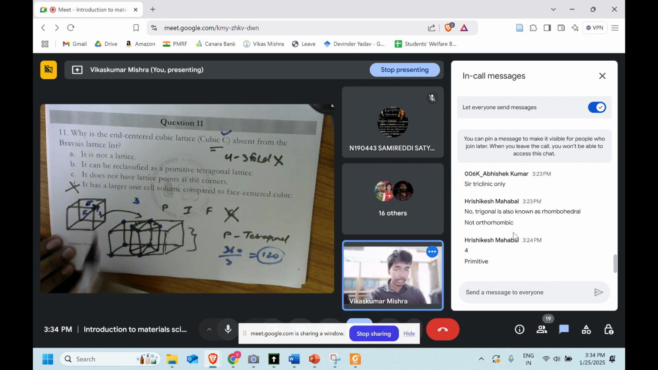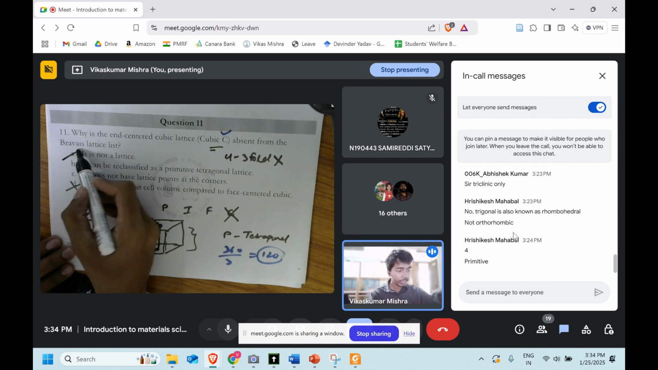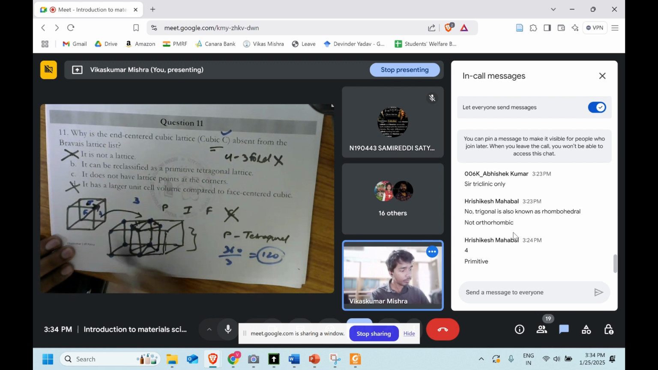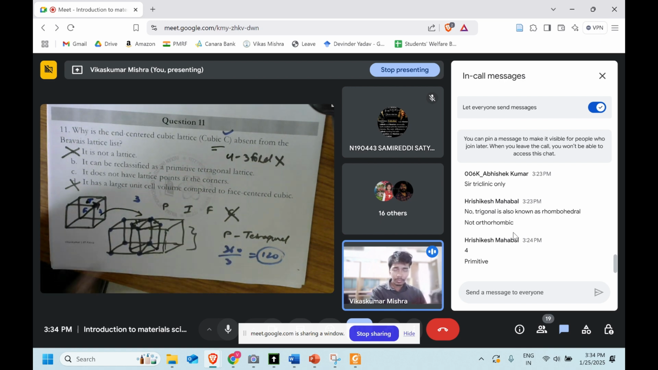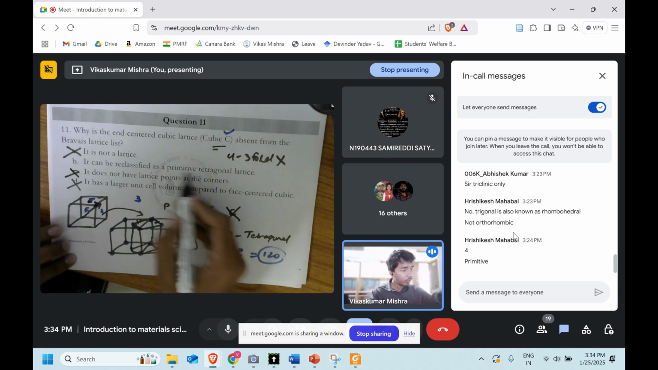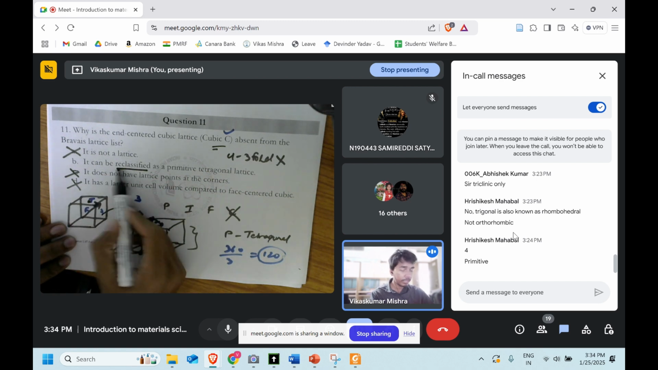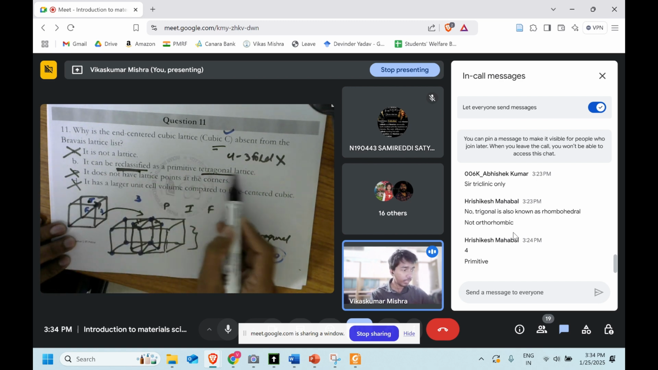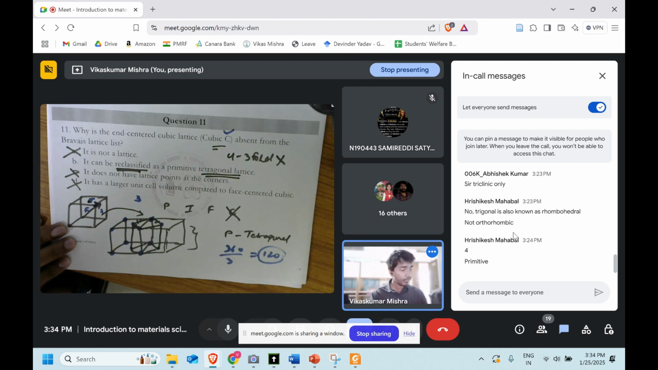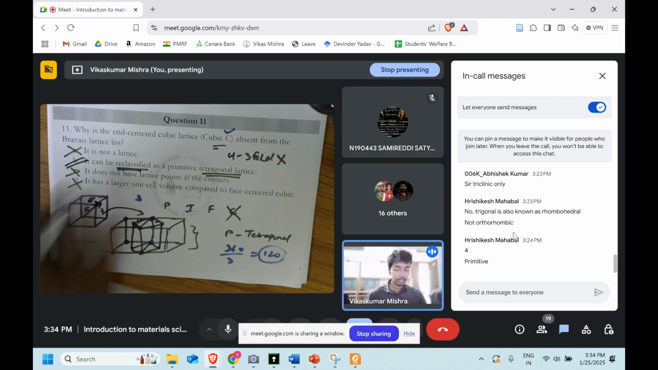But here it will satisfy the translation symmetry. So this is also not the right answer. It is having the lattice point at the corner, and that is not the thing for us to even concern. The only thing is that it can be reclassified as a primitive tetragonal lattice. So now we have seen that the end center has converted to the primitive tetragonal, and that's the right reason, option B. So option B is the right answer.